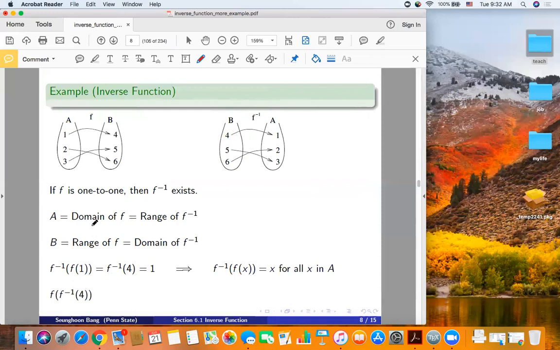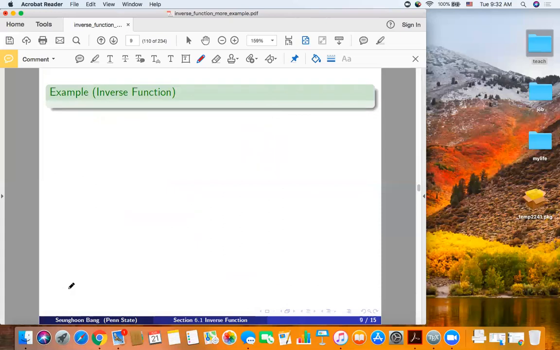f of inverse of f of 4. So inverse f of 4 is here. 4 is going to 1. f of 1. What's f of 1? Here, 1 is going to 4. So what happens? Cancelled. We have the cancellation equation. This is one good example.